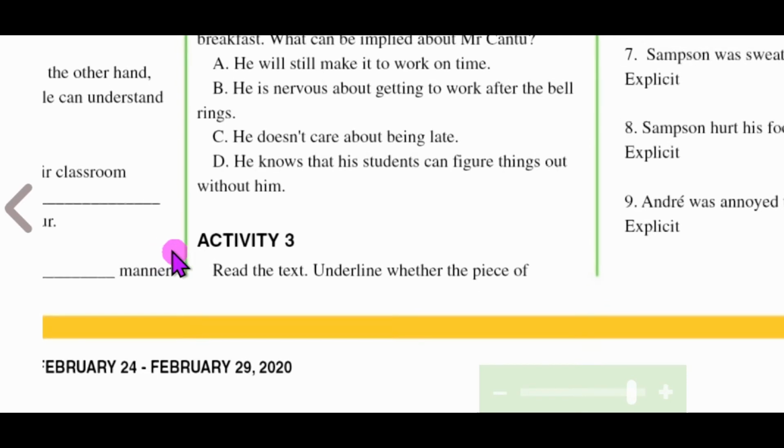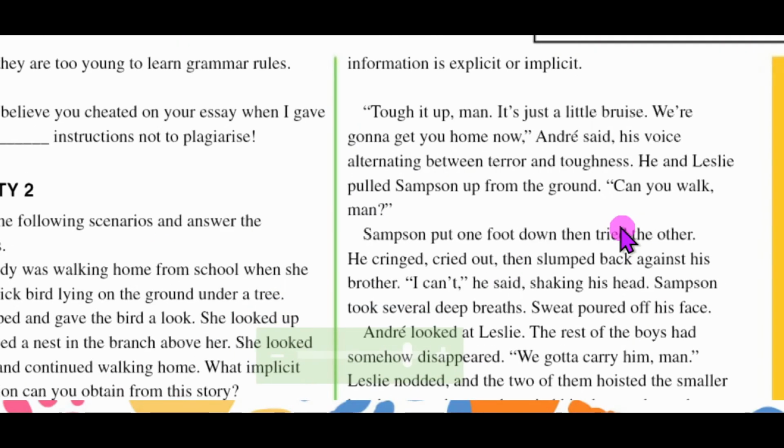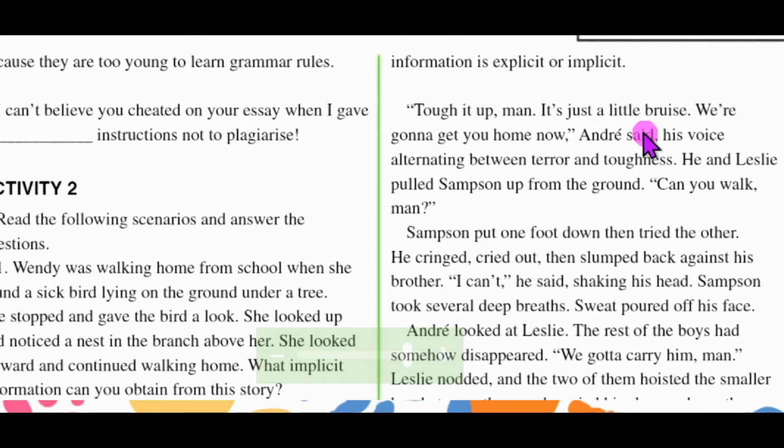Let's look at activity 3 now. Whether the piece of information is explicit or implicit.